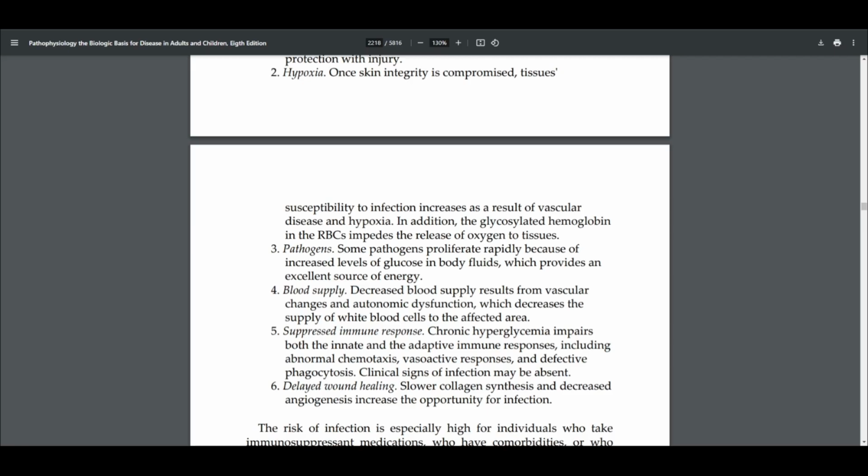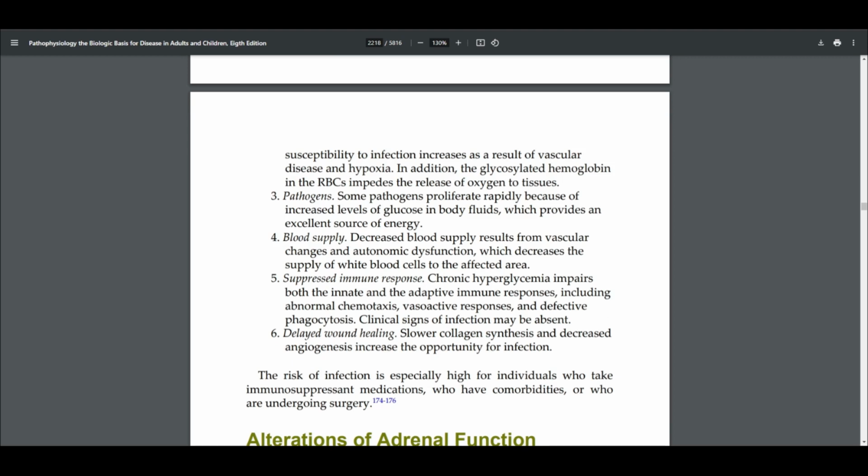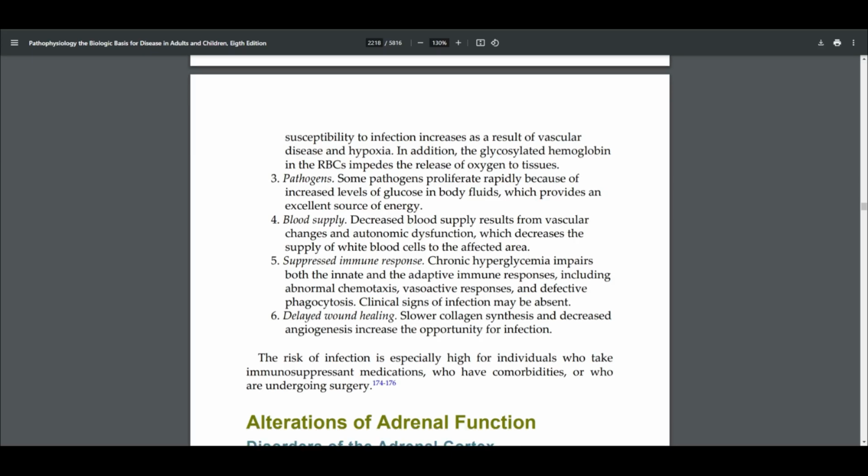Pathogens: some pathogens proliferate rapidly because of increased levels of glucose in body fluids, which provides an excellent source of energy. Blood supply: decreased blood supply results from vascular changes and autonomic dysfunction, which decreases the supply of white blood cells to the affected area. Suppressed immune response: chronic hyperglycemia impairs both the innate and the adaptive immune response, including abnormal chemotaxis, vasoactive responses, and defective phagocytosis. Clinical signs of infection may be absent.